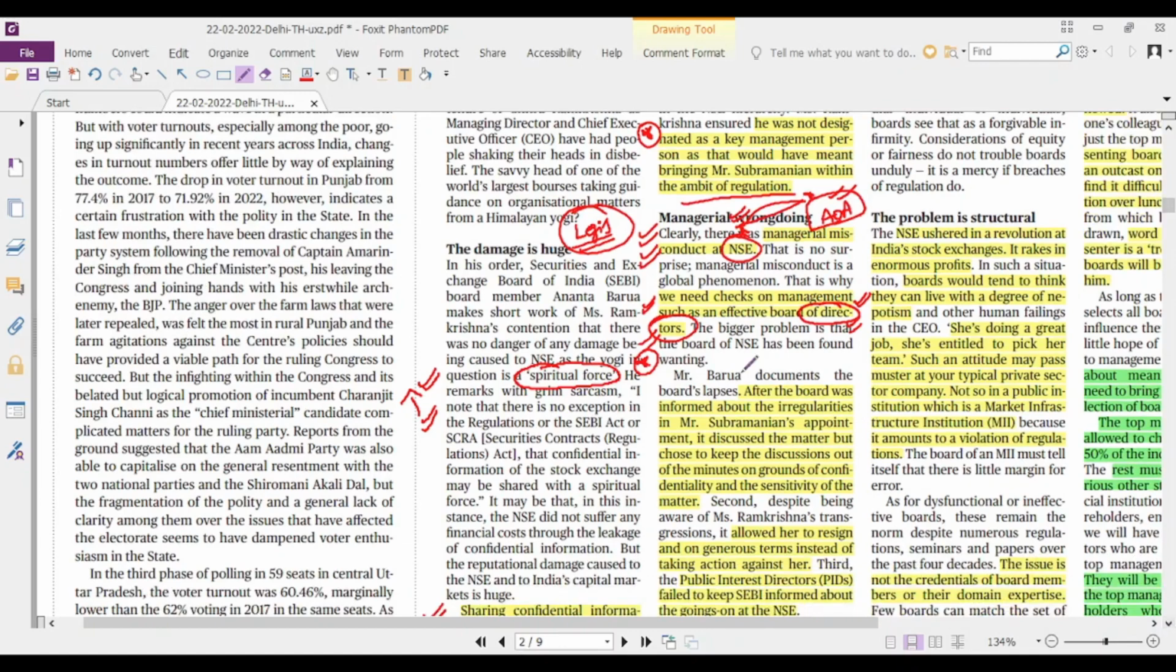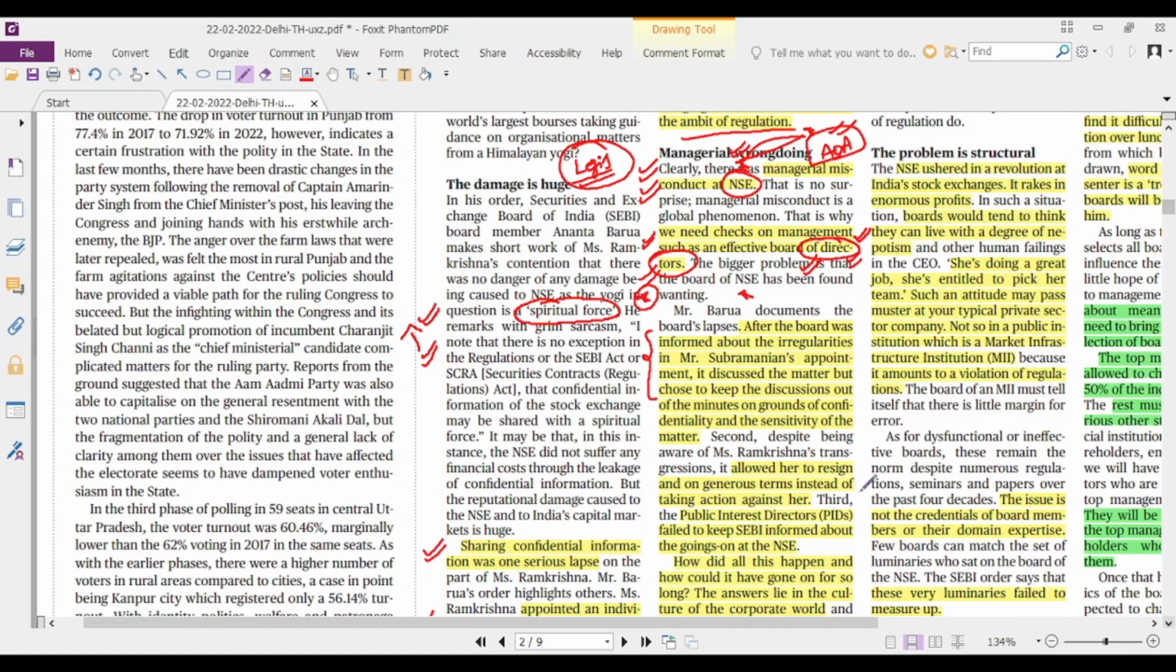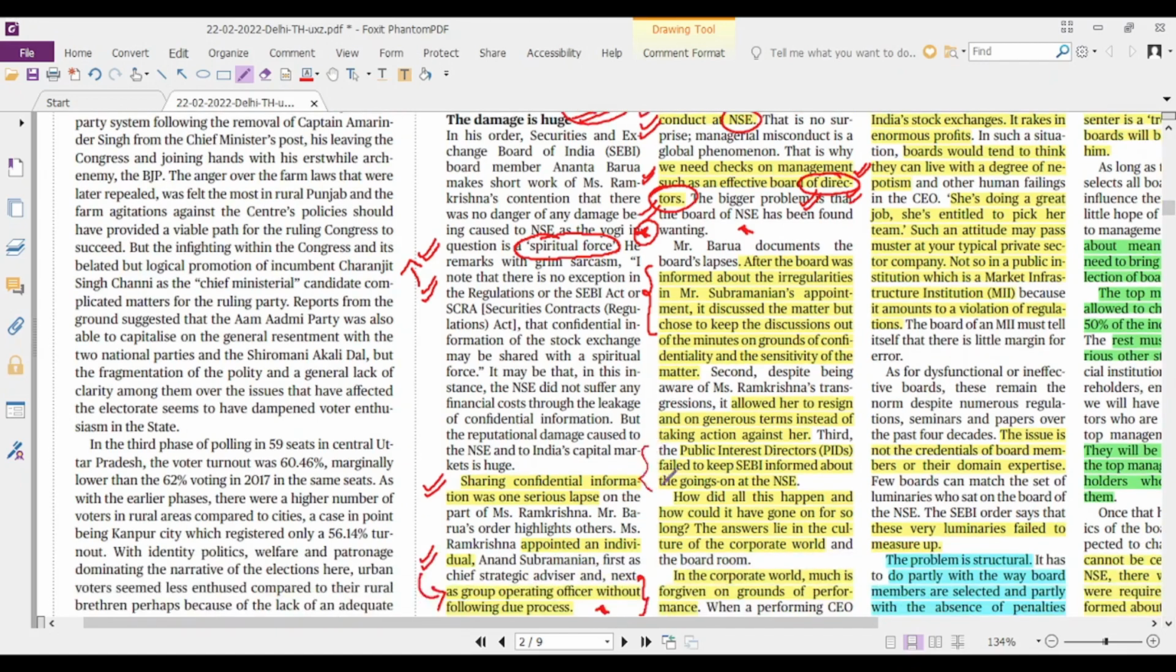But in this case, the author says the board of directors, which is supposed to manage this issue, failed, because when the board of directors were informed about the mismanagement, they didn't take any action. The board just allowed the CEO to resign and take a good package. Instead, they should have taken action against the CEO. And even SEBI has certain public interest directors who are kept on the board, who are supposed to inform SEBI about the failings of NSE. Even those public interest directors remained silent.